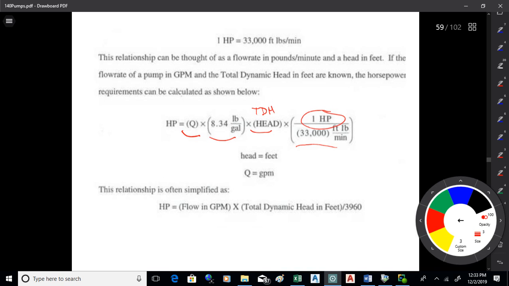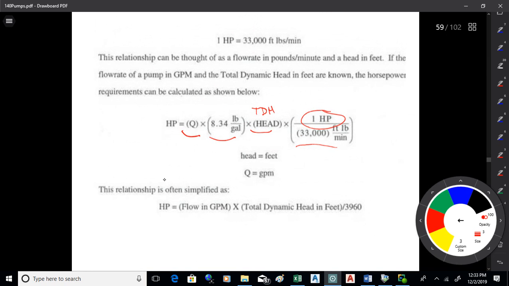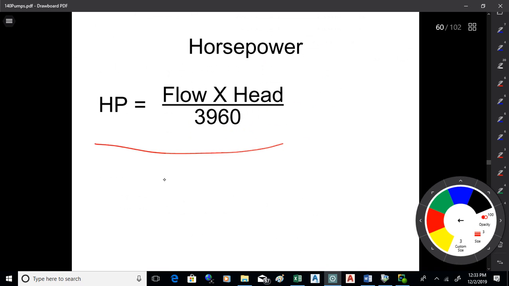All right, so we can simplify that as shown below. There's a little bit simpler formula for that, and that is horsepower is flow times head over 3960. The 3960 is a conversion factor that is the combination of 8.34 and 33,000. So here's the formula, this is how we'll use it, right there. And that's on your formula sheet.